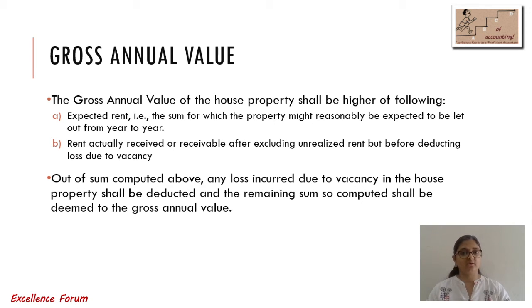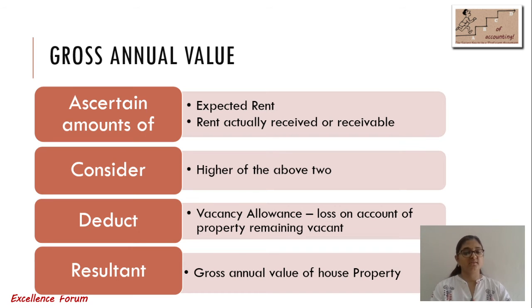So, to understand it in simple words, first you ascertain the higher of expected rent or the rent actually received or receivable. Consider the higher of the two. Then the next step is to deduct the vacancy allowance, that is loss on account of property remaining vacant during any part of that period or year, and the resultant amount is the gross annual value of the house property. And what are the different deductions?